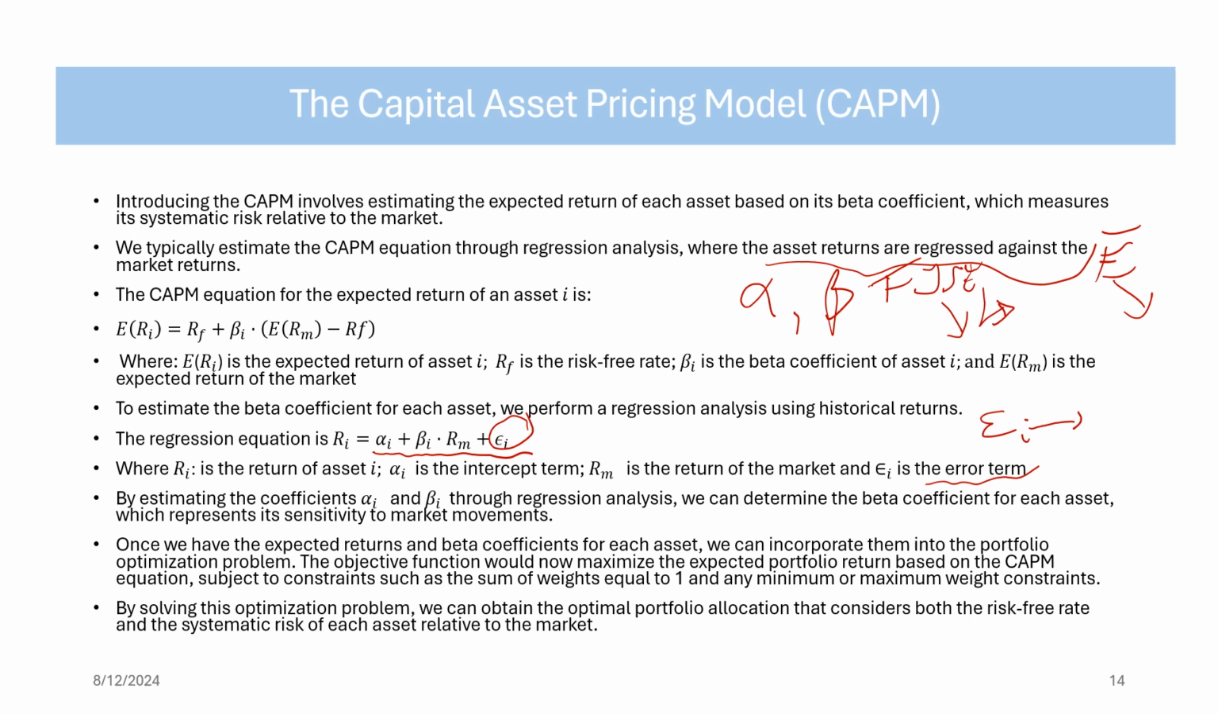So once we have the expected return and beta coefficient for each asset, we can incorporate them into the portfolio optimization problem. The objective function would now maximize the expected portfolio return based on the CAPM equation, subject to constraints such as the sum of weights equal to 1 and any minimum or maximum weight constraint. And solving the optimization problem can help us obtain the optimal allocation that considers both the risk-free rate and the systematic risk for each asset relative to the market.